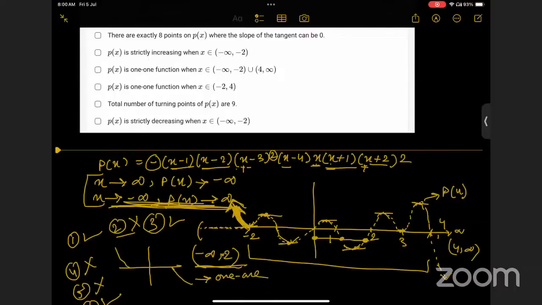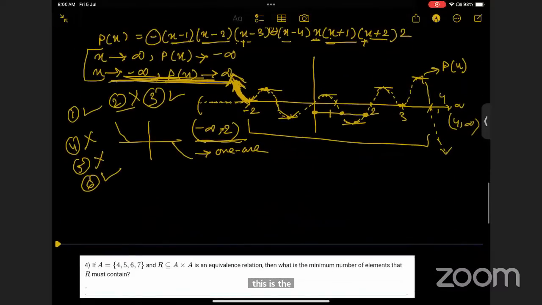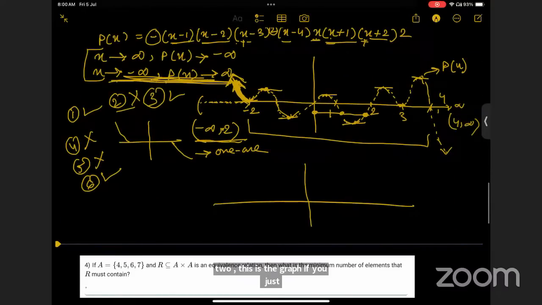Okay. So option 3 is saying that in the interval minus infinity, minus 2, and 4, infinity. So this is the graph. If you just consider the graph, this is the graph. So this graph is 1-1, right?